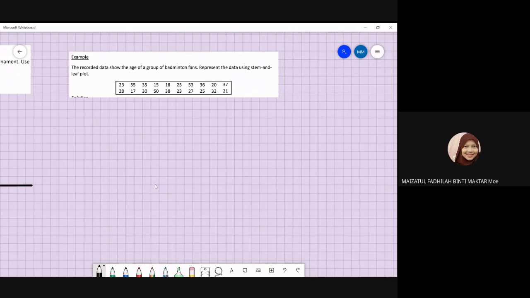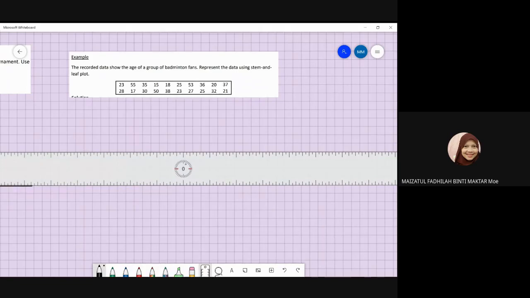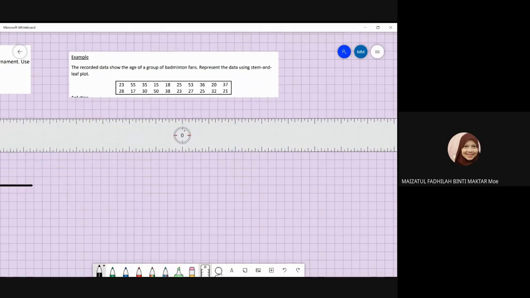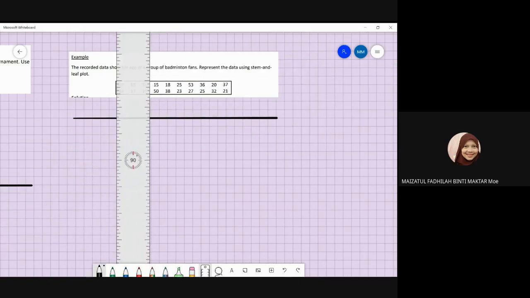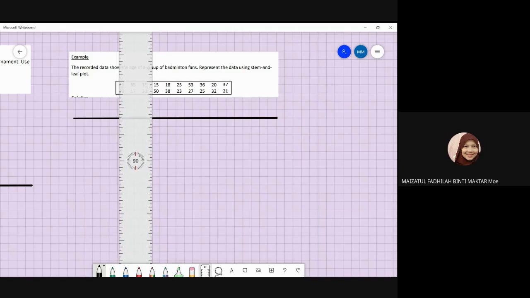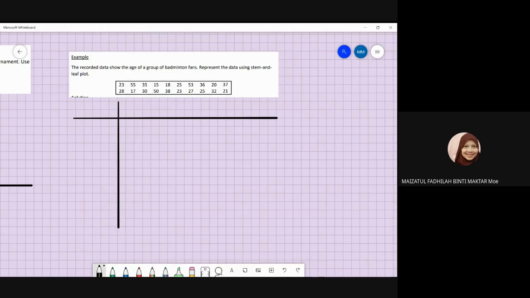So the first thing you need to do is, please do this first. Oh, sorry, not proper. So it's better that I use a ruler. So like this. First, better you draw this first, then write down: on your left is the stem, and on your right is the leaf.